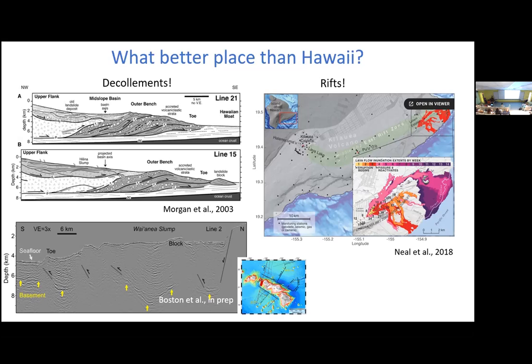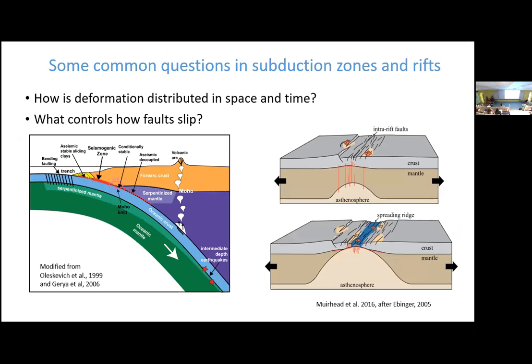And if you look at an image like this, the upper panel from Julie Morgan, you could pinch yourself if that wasn't an accretionary prism of a subduction zone. And the lower panel is showing a recent seismic reflection image from just to the southwest of here from Bryan Boston, showing another one of these features. And the Big Island also has magmatic rift zones. So this is showing the eastern side of the Big Island, and this green area showing the eastern rift zone associated with Kilauea. So anyway, I couldn't resist talking about all the rifting and subducting aspects of Hawaii. Okay, on to the main part of this talk.